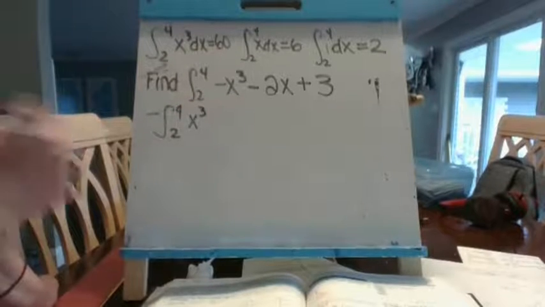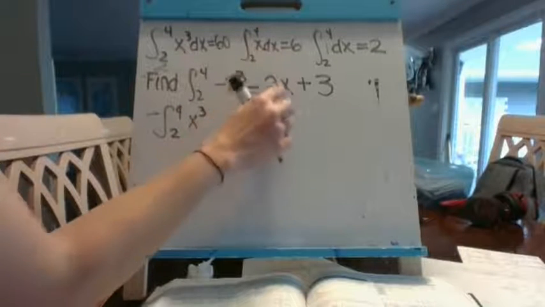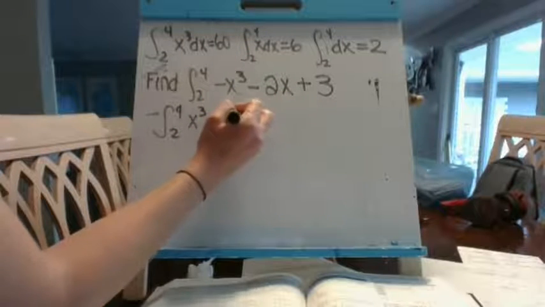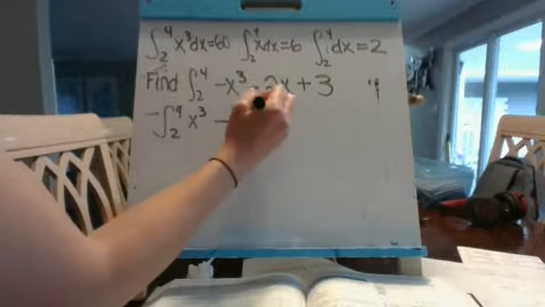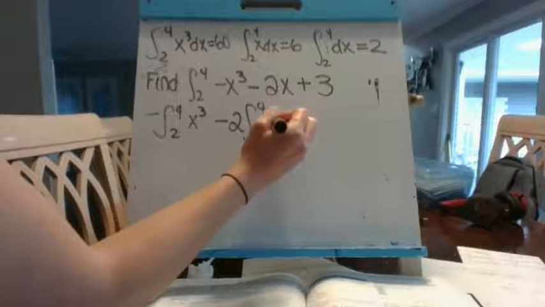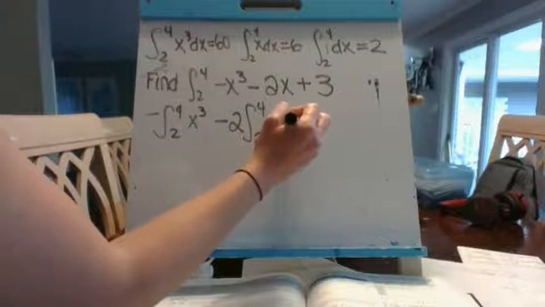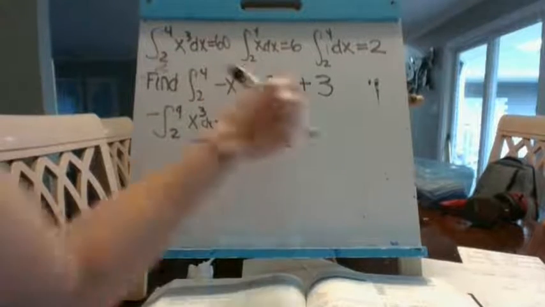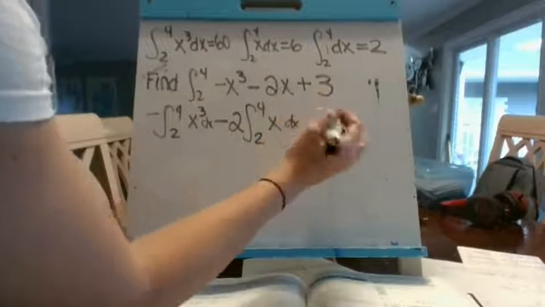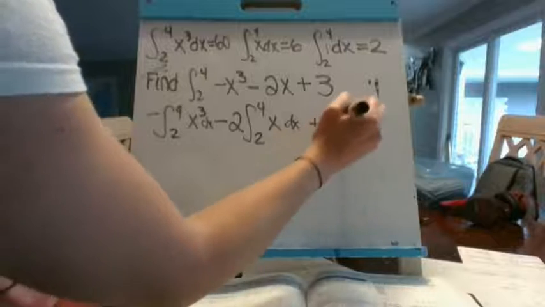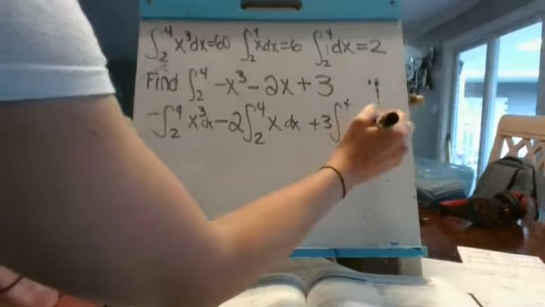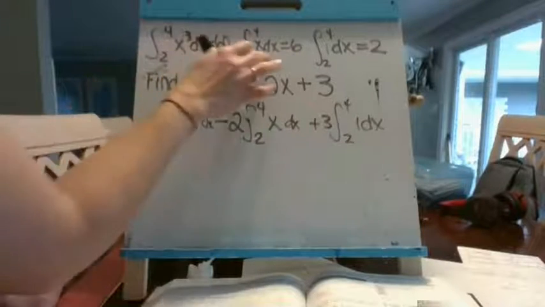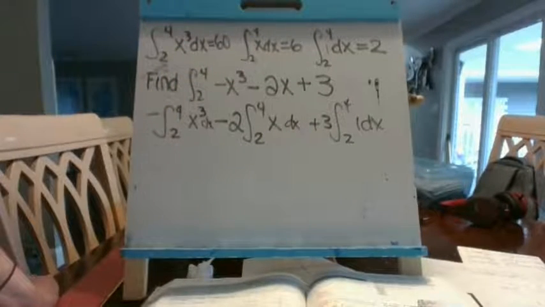Here, I want to rewrite this one as just x. So to rewrite this one as just x, I'm going to pull out the negative 2 in front. These all should have dx's after them. Let me fix that. Okay. And then to write this one as 1, I'm going to pull out the 3 in front. And now each one of these looks like one of the definite integrals that they gave me.